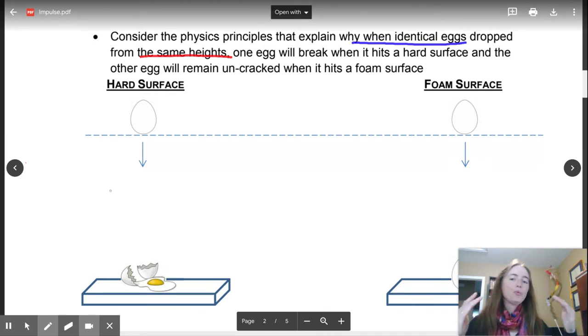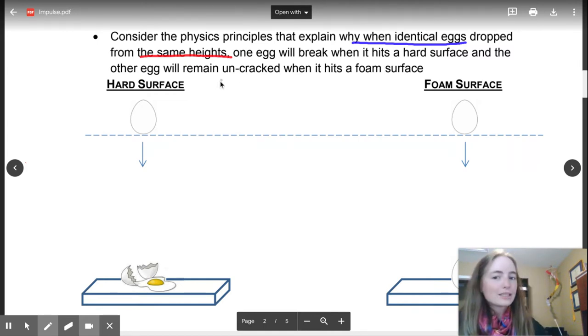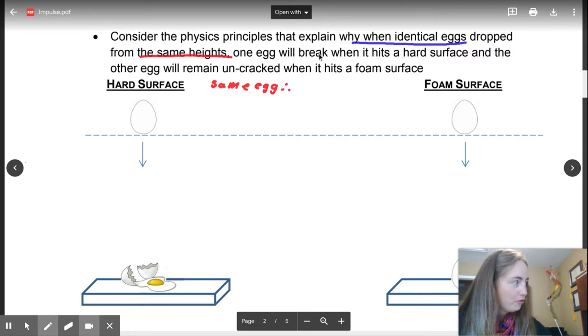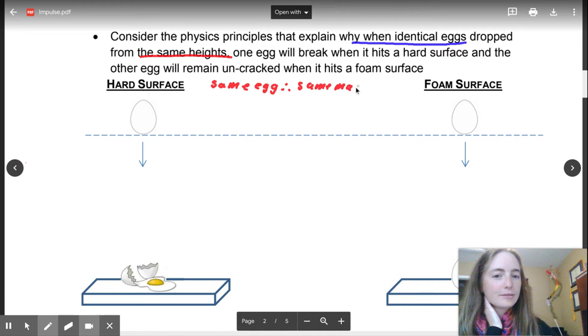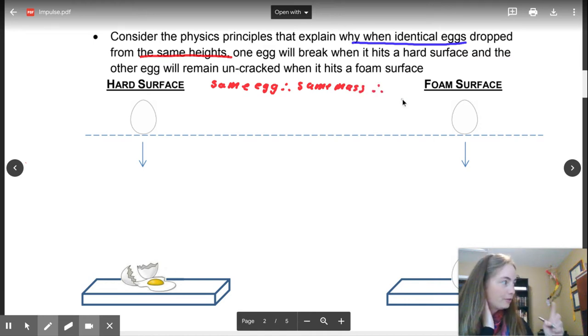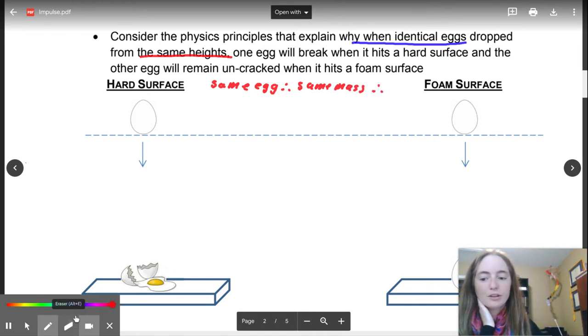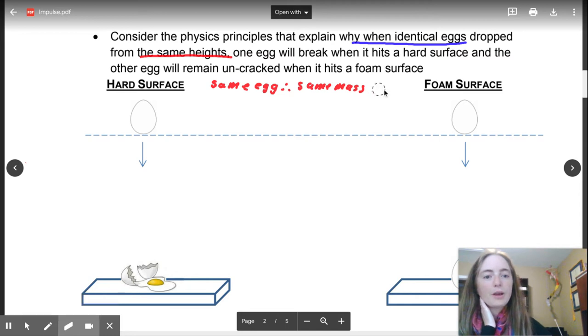They're going to then come to a stop once they hit the ground. That means that they are going to have equal impulse. These eggs are going to have equal impulse. So let's write this down. Same egg, therefore same mass.